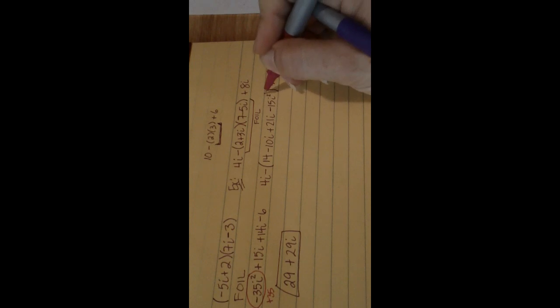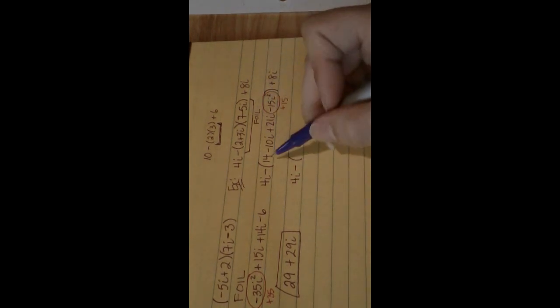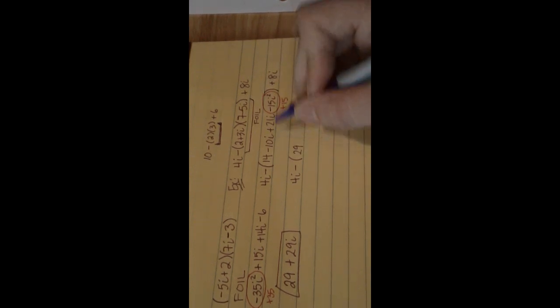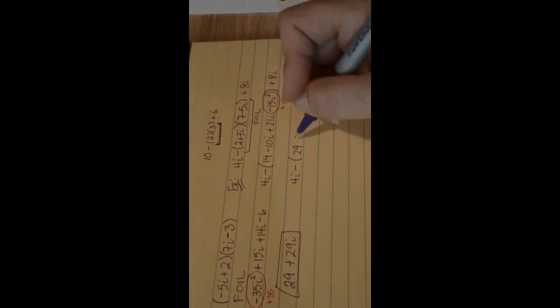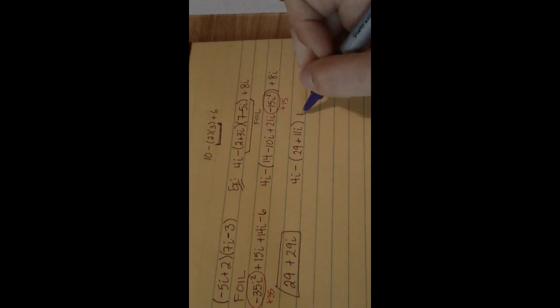Then we'll simplify inside those parentheses, remembering that this i squared causes this term to change to positive 15 with no i. So we'll have 4i minus, parenthesis, 14 plus 15, 29. Negative 10i plus 21i is plus 11i. And then close your parenthesis and don't forget your plus 8i at the end.